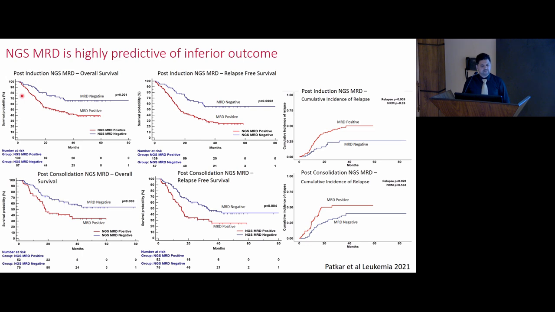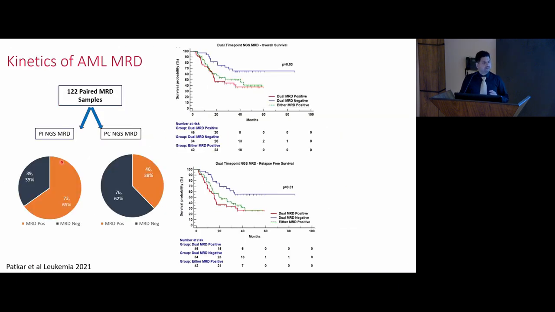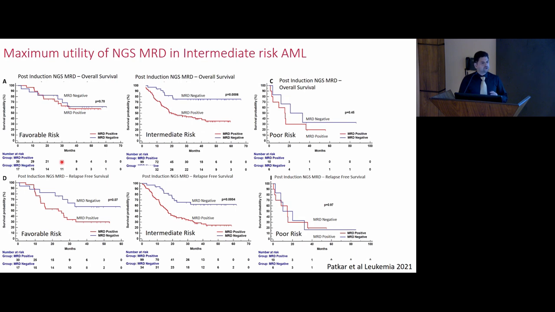And those patients, of course, who are MRD positive have a worse outcome as compared to patients who are MRD negative, both for overall survival, relapse-free survival, as well as cumulative incidence of relapse. And maximum benefit was there in your intermediate risk category, and in favorable risk, there was a tendency, but the number of patients was not large. Hopefully we can address this. 0.05 for SNVs, 0.03 for indels.